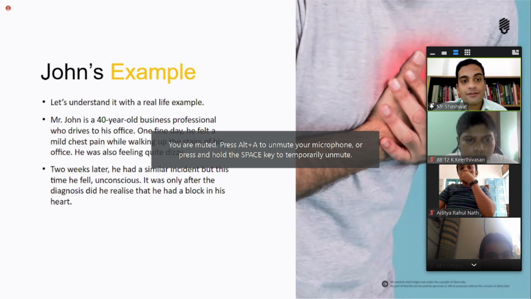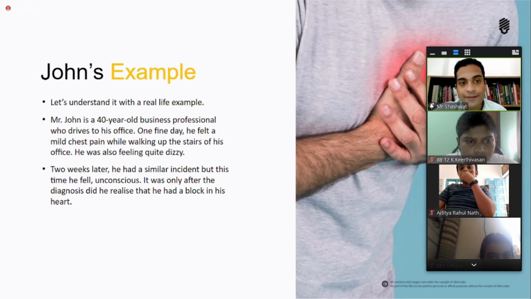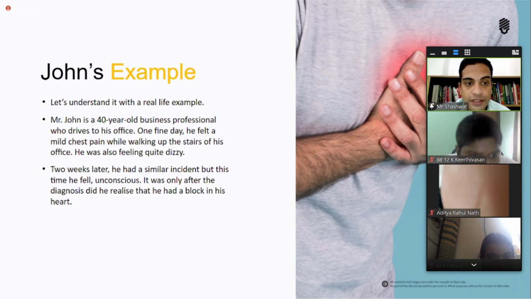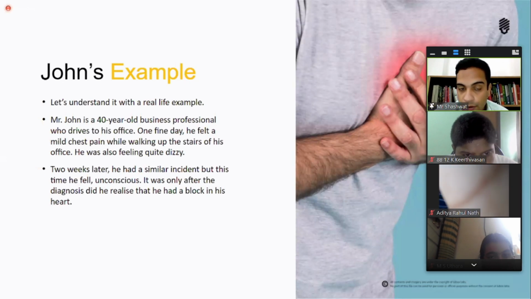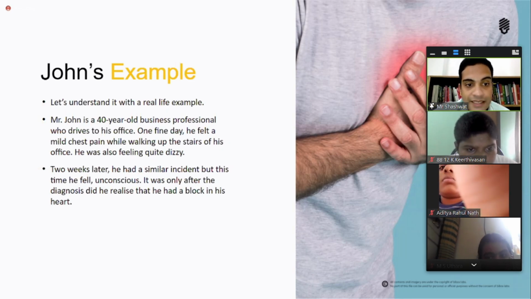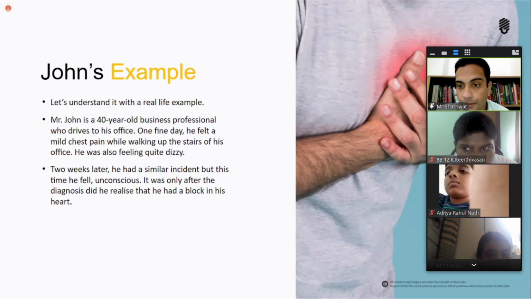All right. So John is a 40-year-old business professional who drives to his office. One fine day, he felt a mild chest pain while walking up the stairs of his office, and he was also feeling quite dizzy. Okay. So I want you to take note of the symptoms. He's feeling dizzy. He's having mild chest pain. Now, 2 weeks later, he had a similar incident, but this time he fell unconscious. It was only after this that he visited a doctor, and he was diagnosed with a blockage in his heart.